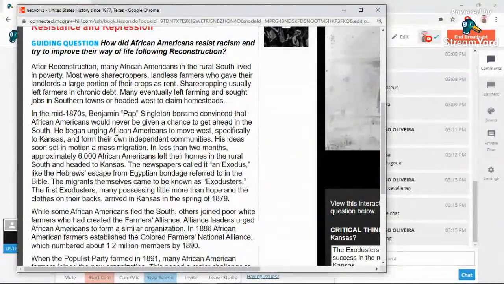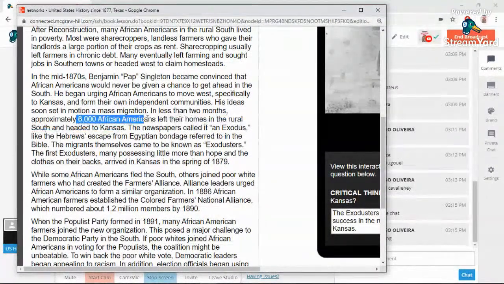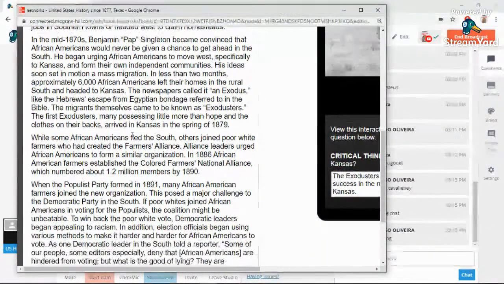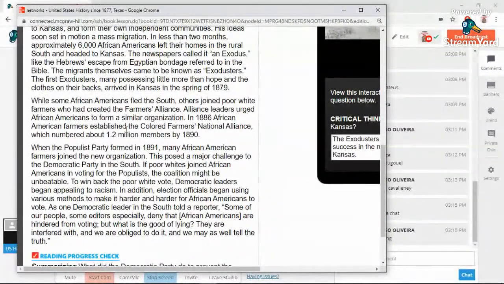So after Reconstruction, remember, Reconstruction is when, after the Civil War, they tried to rebuild the South. But a lot of people that had farms couldn't own the farms anymore. They had no money. They went into debt. A lot of black people that were slaves eventually had to go to the north or to the west, but most of them went to the north. So there was a mass migration. 6,000 African Americans left their home and went to Kansas. Some people said it was like the Exodus.